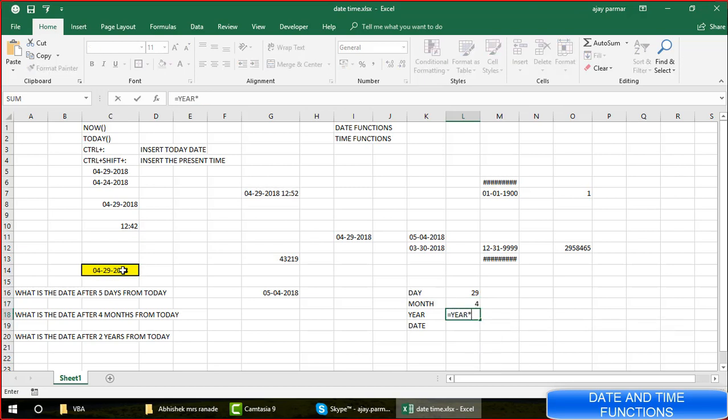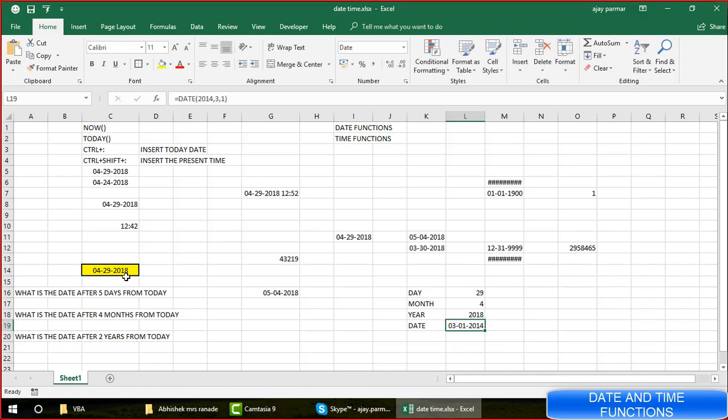You want to get the month, just write the month, select the date, and there we go. Year. So we select the date, you have the year. Now what about the date? Go and start the date function. You have 3 parameters: year, month, day. You can select the year by going to any cell, or you can directly also write. It depends from situation to situation. So I say my year is 2014, my month is 3, and day is 1. So month 3 means March. I'm talking about 1st of March 2014, right? That's how you can create the date.